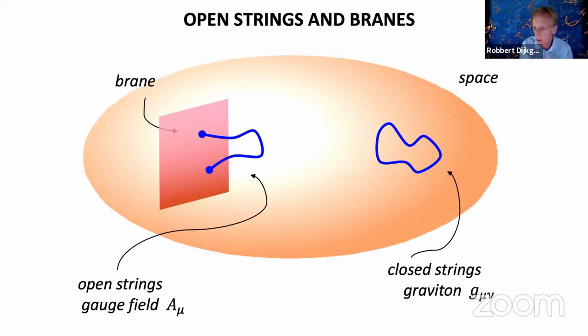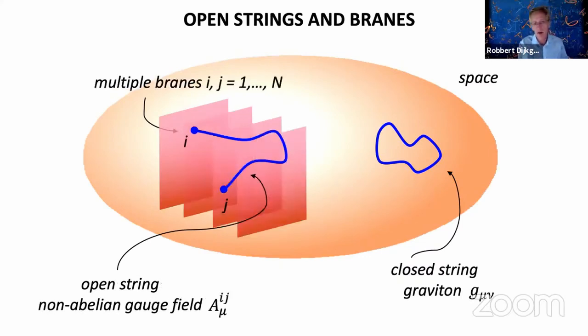Just as closed strings produce gravity, open strings produce gauge fields. And the important conclusion was that if you have multiple of these branes, so instead of one you have n, you're very naturally led to consider non-abelian gauge fields. In fact, the rank of the gauge field is given by the multiplicity of the brane. And the surprising thing is you can now take a limit where the number of these branes becomes very large and something quite magically happens.